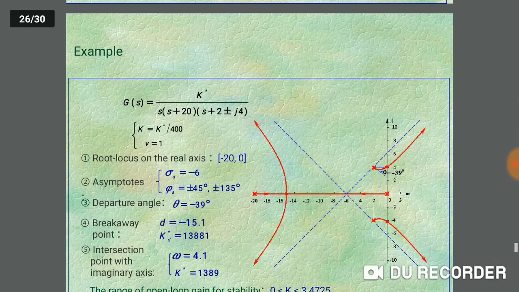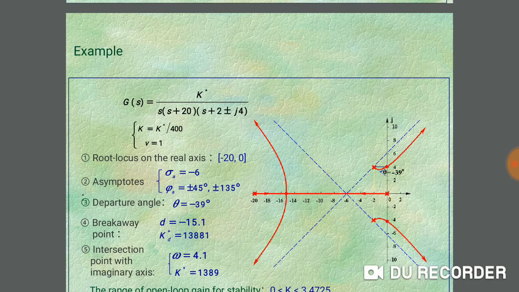And this is the final diagram for that. The real locus is from 0 to -20, shown in the diagram. Then the asymptote sigma we got at -6. We have two different angles, plus minus 45 and plus minus 135, shown by the blue line. Then the angle of departure theta is equal to -39 degrees. Then we calculate the breakaway point and the angle. Then we have calculated the intersection point on the imaginary axis with the help of the Routh array.